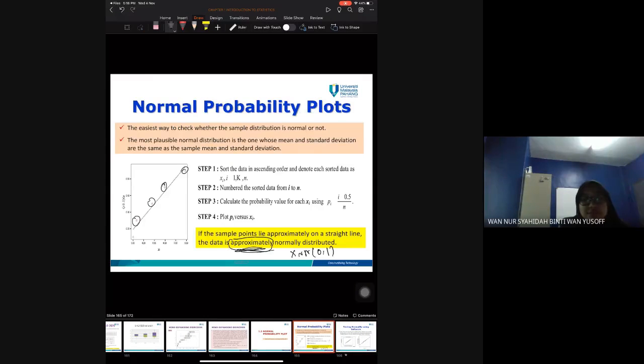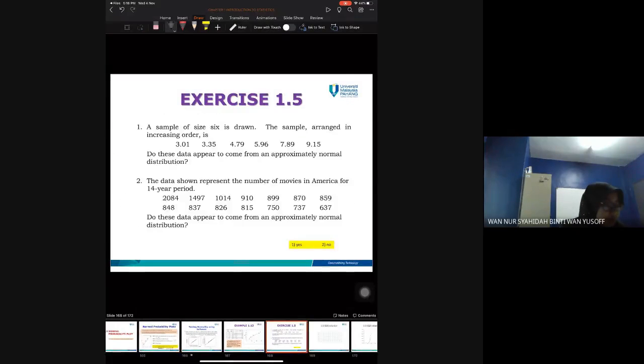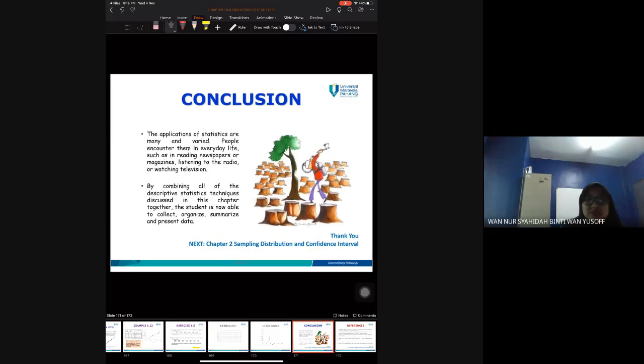Plotting is just based on visualization. Sometimes with a similar plot and similar data set, we can have different answers. Student A says normal, but student B, based on his or her eyes, says it is not normal. So to confirm that, we go to testing. There are a few well-known tests used by researchers: Kolmogorov-Smirnov, Anderson-Darling, and Shapiro-Wilk. You can use software to conduct those tests, but for us, it is only plotting. You can play around with this exercise using Excel. Any questions? So that's all for chapter 1.